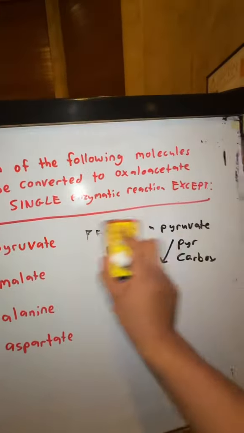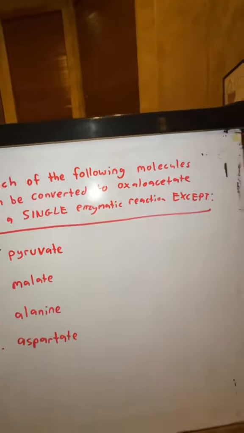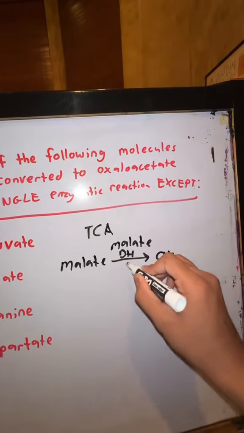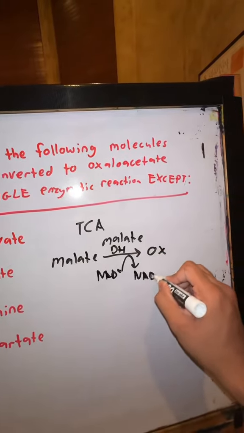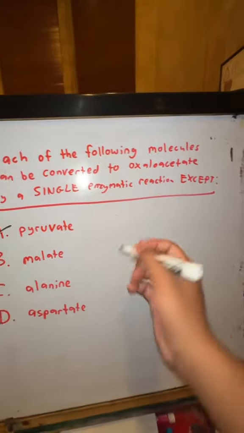Next, we have malate, right? Malate and oxaloacetate are both intermediates in the citric acid cycle, or the TCA cycle, and it just so happens that malate directly becomes oxaloacetate through malate dehydrogenase. And when we have a dehydrogenase, we're going to be reducing one of these electron carriers, and in this case, it's going to be NAD plus to NADH. But regardless, B is not going to be your answer because it also occurs by a single reaction.